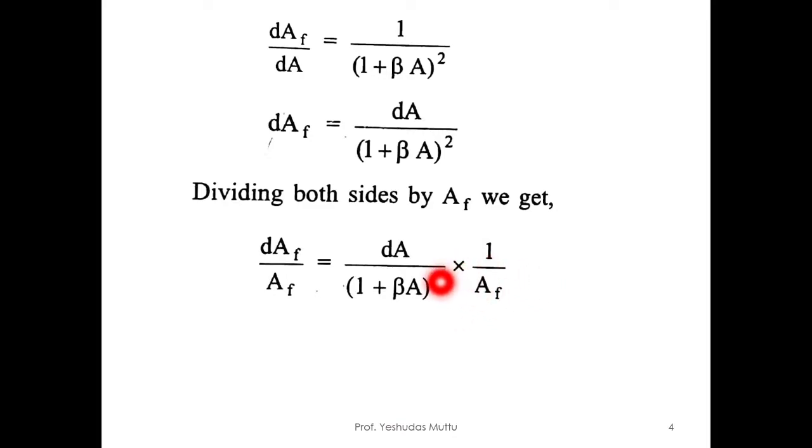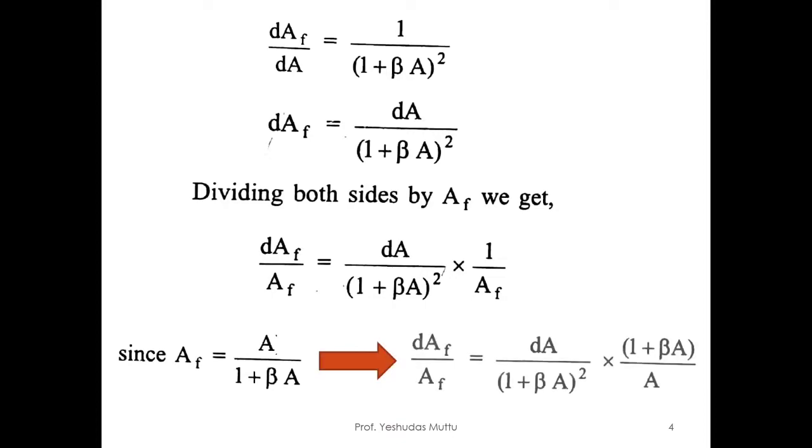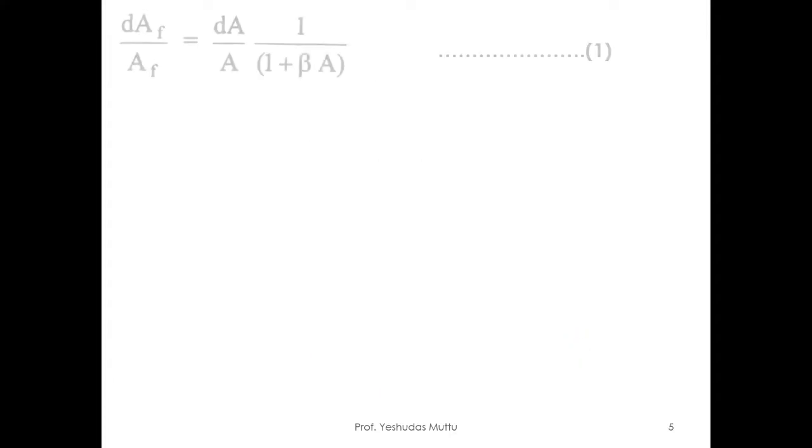But what is AF? AF is A upon 1 plus beta A, this we have studied. So we are going to substitute over here, AF is equal to A upon 1 plus beta A. Now just check over here, one of the 1 plus beta A terms will get cancelled off, since 1 plus beta A the whole square is there. So you will be left out with this. I will call this equation number 1.